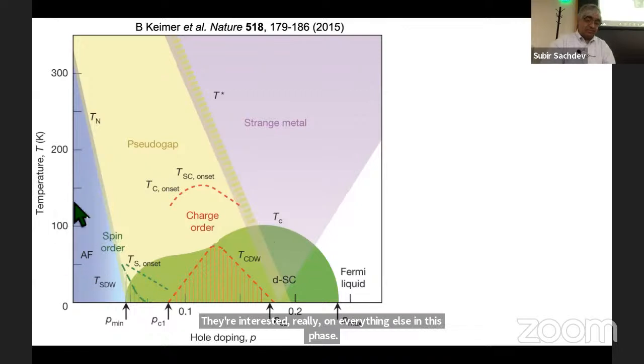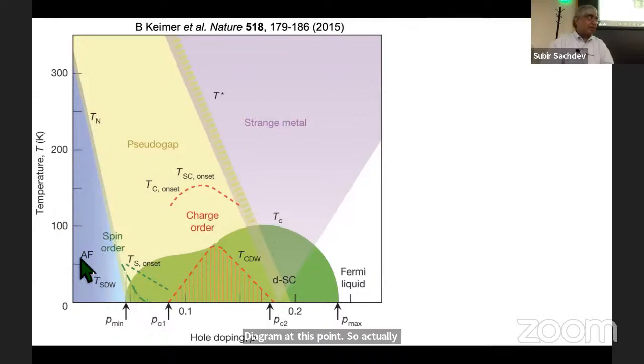So at very low doping, you have long range antiferromagnetic order, which is completely commensurate. Then at higher temperature, there's a strange metal, which I won't be talking about. My focus here today will be on the pseudogap phase. I'll talk about some of its properties shortly. And then as you lower temperature from the pseudogap, you get superconductivity, but also in some compounds or in high magnetic fields, you get some sort of charge density wave order. Okay, so that's the global picture.